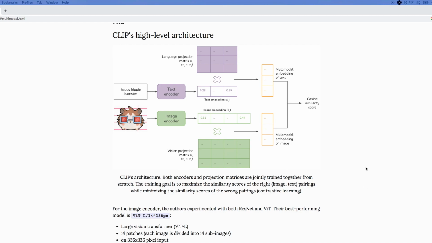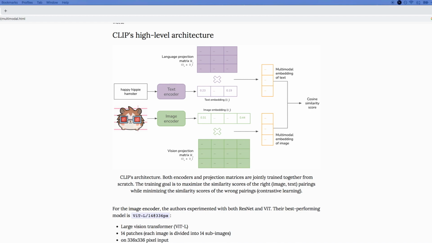For the image encoder, the authors experimented with both ResNet and ViT. Their best performing model is ViT-L/14 at 336px. Large Vision Transformer, ViT-L. 14 patches, each image is divided into 14 sub-images, on 336 by 336 pixel input.